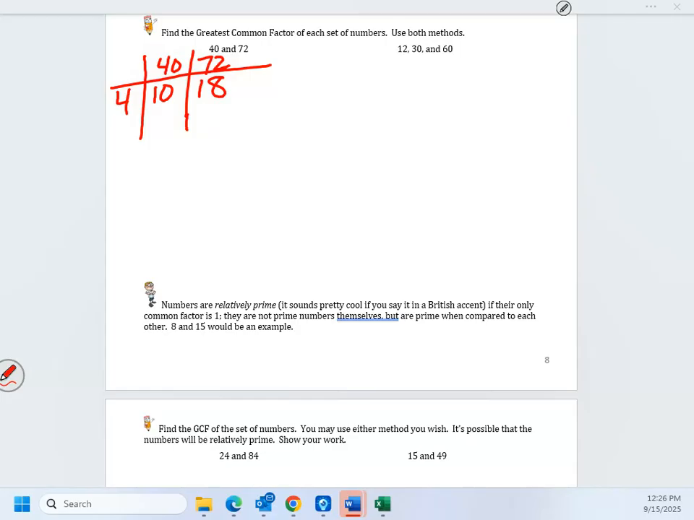Can I divide anything else out of both of those numbers? Finley? 2. I could divide a 2 out of both of those. So now 2. 10 divided by 2 is 5. 18 divided by 2 is 9. Can I divide anything out of 5 and 9? No, I can't go any smaller. So I divided two numbers out.